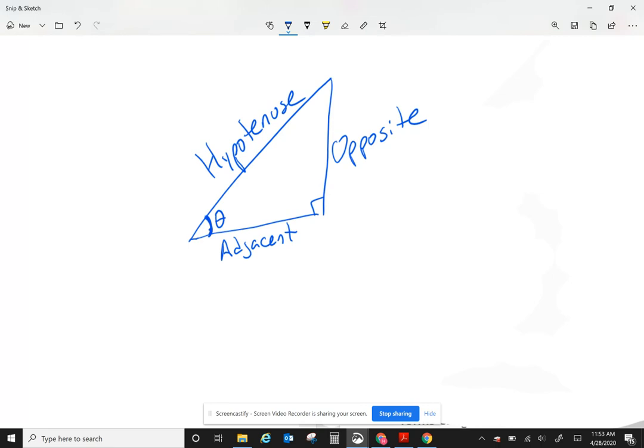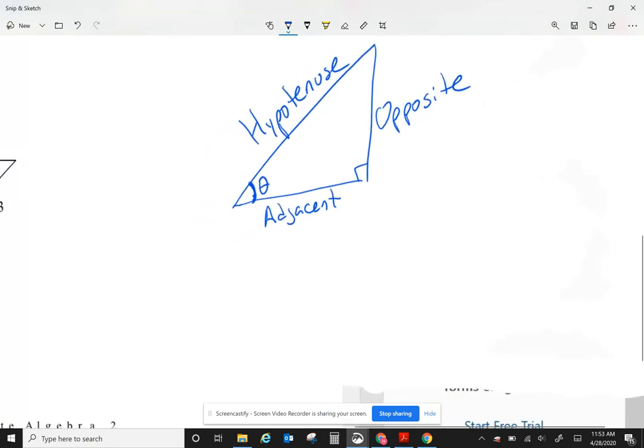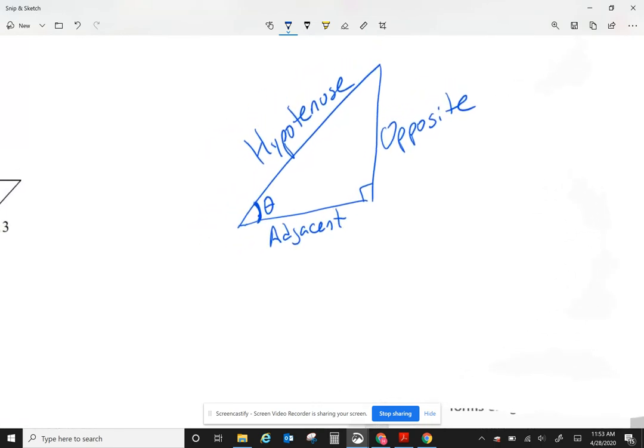Now, yesterday we talked about sine and cosecant. Today we're going to talk about cosine of theta, which I'm just going to abbreviate with the first three letters, COS, cosine of theta. And then we're going to talk about secant of theta, which I'm just going to abbreviate to the first three letters, SEC theta.